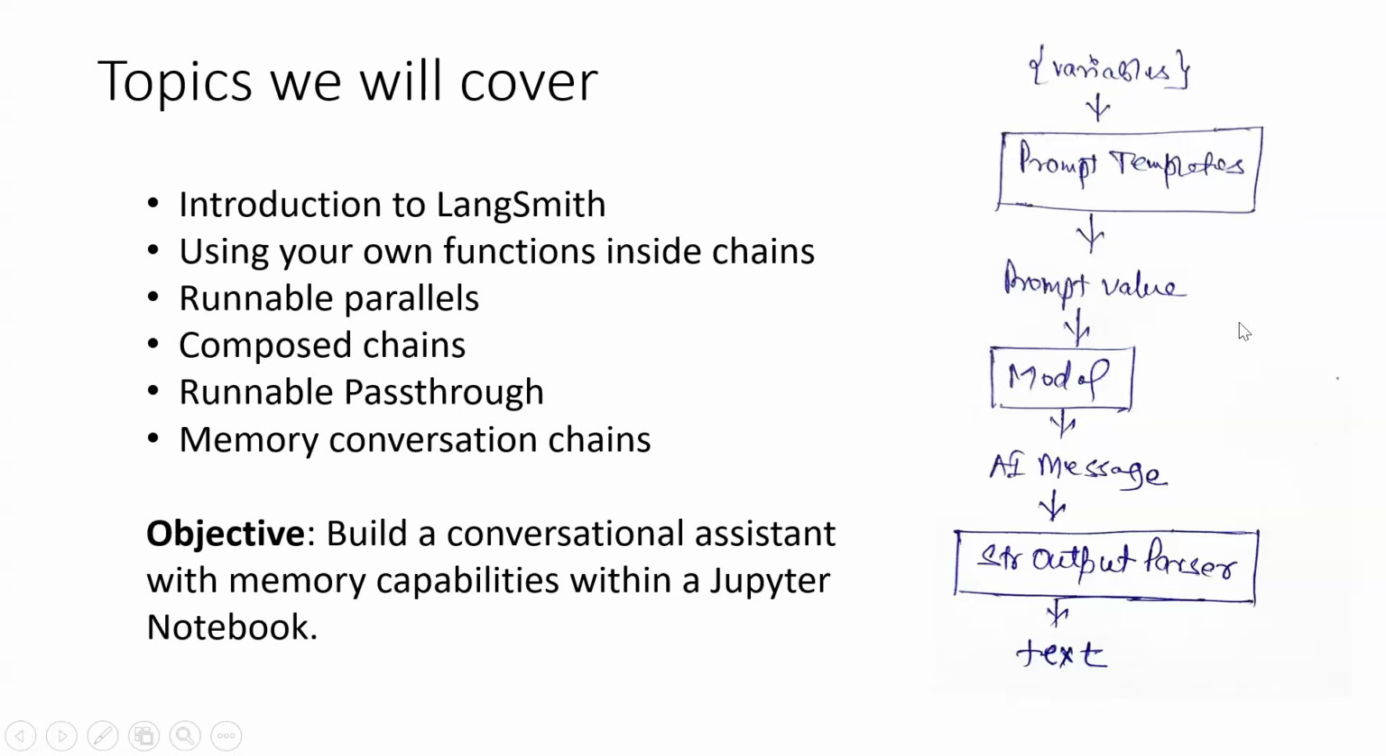So far we were seeing how to put LangChain components together. But what if I want to plug in a custom function, my own function, which is doing some custom action? Maybe it is calling some tool, maybe it is going to the weather.com API or DuckDuckGo search, maybe it's updating some database. Anything custom that I want to do, I can plug into my chain also. So that's very important. And we will also study runnable parallels, composing chains, runnable pass-through, and memory conversation chains. These are a few topics which we are going to study today.